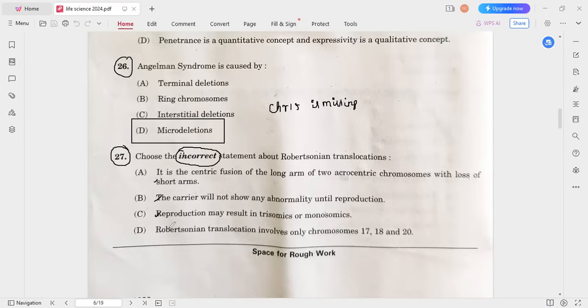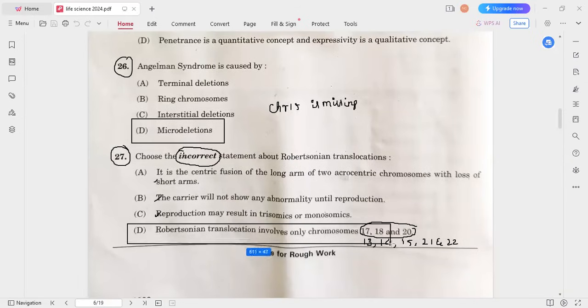So next, option D, Robertsonian translocation involves only chromosomes 17, 18, 20. No, it involves chromosomes 13, 14, 15, 21 and 22. So here the chromosome numbers are not correct. That's why option D is the correct answer, since they are asking for the incorrect statement, for question number 27. Now move on to question number 28.